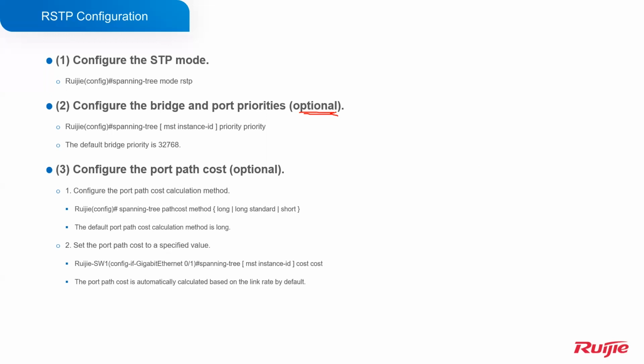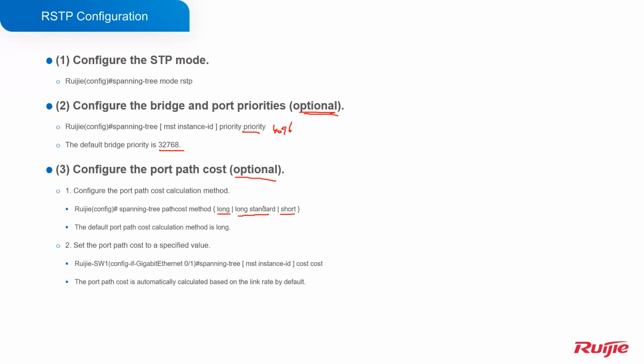The command is shown here, stp priority. For example, stp priority 4096. And the default value here is 32768. Next, configure the port path cost. This is also optional. You can configure it to affect the election, right? The command is stp pathcost-standard, with options such as long, standard, and short. They indicate different standards of the port path cost, such as 802.1D, 802.1T, and so on.